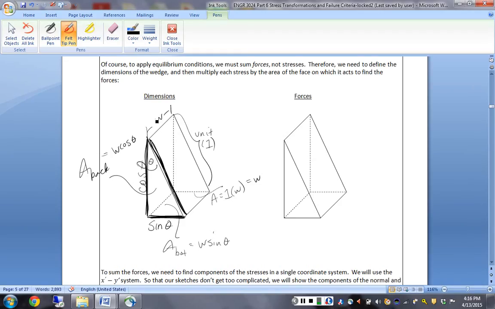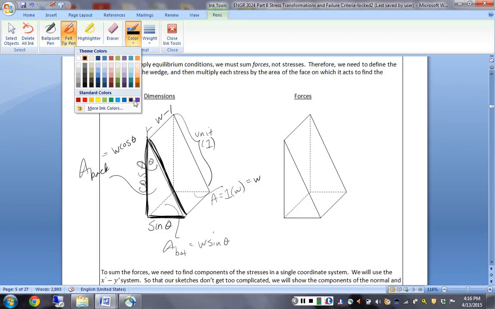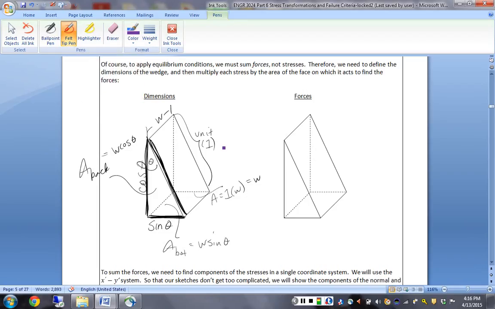So then my forces have to be stresses times areas. This normal force here is the normal stress, which is sigma in the x prime direction, times that area. This guy is sigma y w sine theta. And this guy back here is sigma x w cos theta. That deals with my normal stresses.